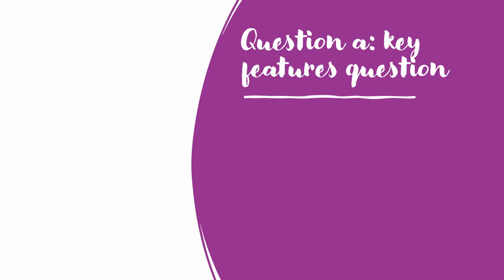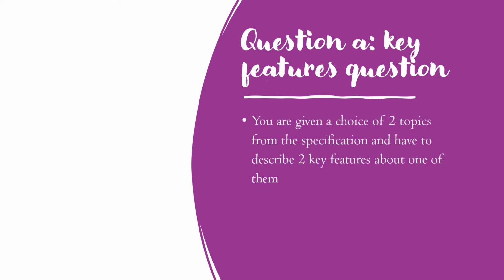So what's question A? Question A is the key features question. So you're given a choice of 2 topics from the specification, often from completely different areas of it. So in the US, for example, you might get one from the economic boom section and one from the New Deal or the opposition to the New Deal section. It can be absolutely anything, and you have to describe 2 key features about one of them. That's what the question says, key features.